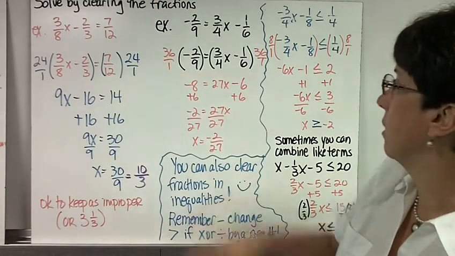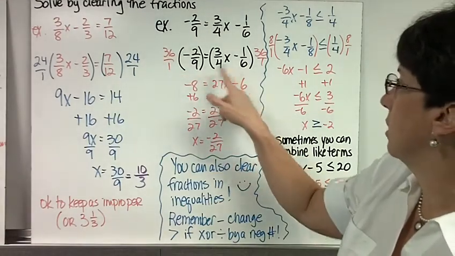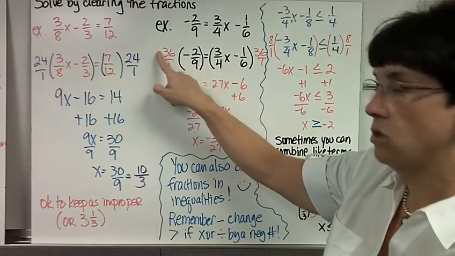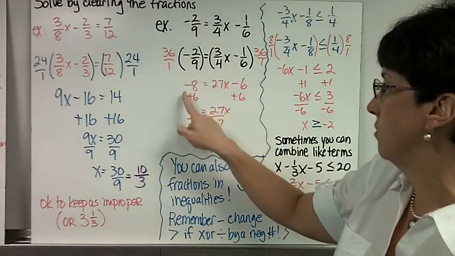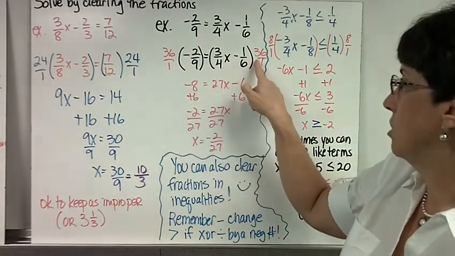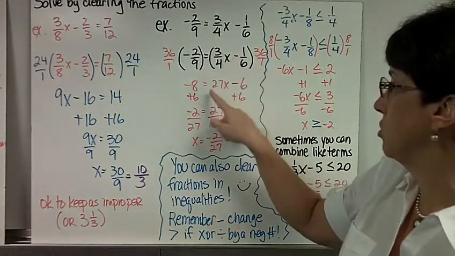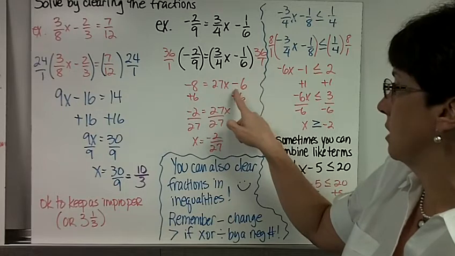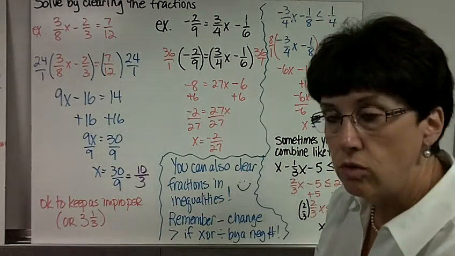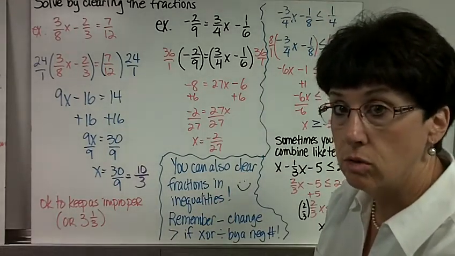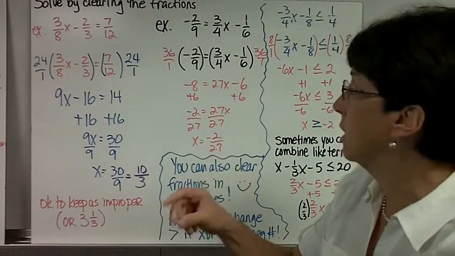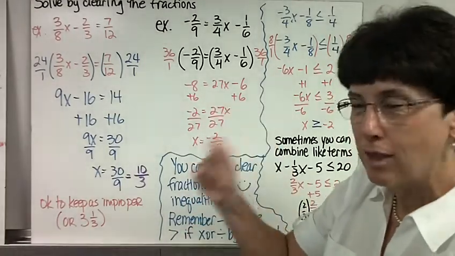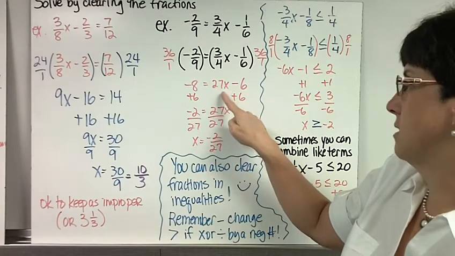Here I go, multiply both sides of my equation by 36. 9 goes into 36 4 times. 4 times negative 2 is negative 8. 4 goes into 36 9 times. 9 times 3 is 27. 6 goes into 36 6 times. 6 times 1 is 6. And if that was too fast for you, you need to work on your multiplication tables, okay? Because you need to be able to multiply like that. All right, let's solve.